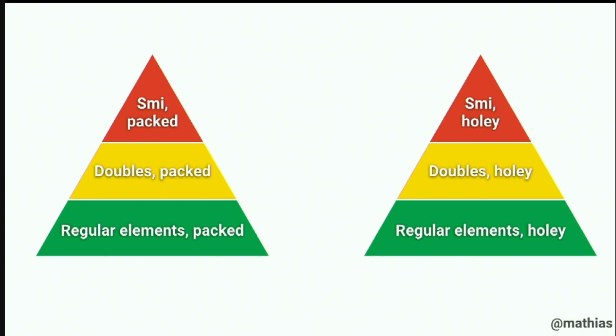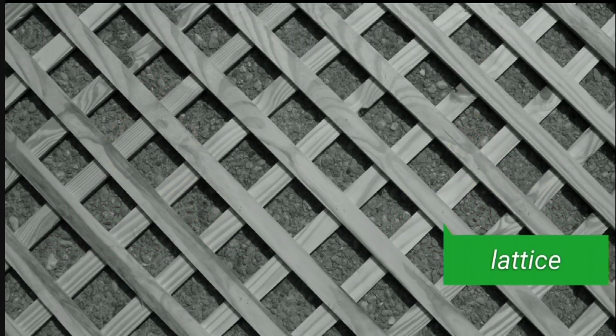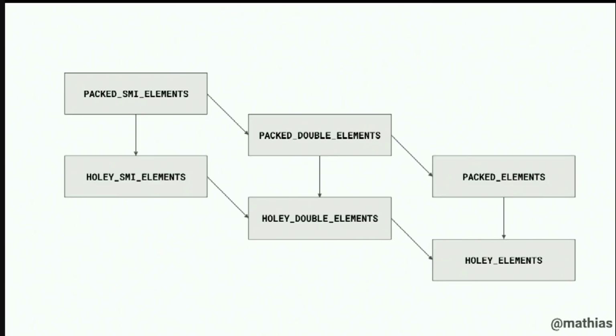So instead of two different pyramids, it's actually easier to think of these elements kinds as a lattice. And that is also how V8 implements this system around elements kinds and the transitions between them. A little bit more concretely, it looks something like this. So we have our SMI and double and regular elements just like before, and each of those comes in two flavors. There's the packed version and there's the holey version. In total, V8 currently distinguishes about 20 different elements kinds, but these are just the most common ones. And each of those comes with its own set of possible optimizations for every possible array operation you can think of.